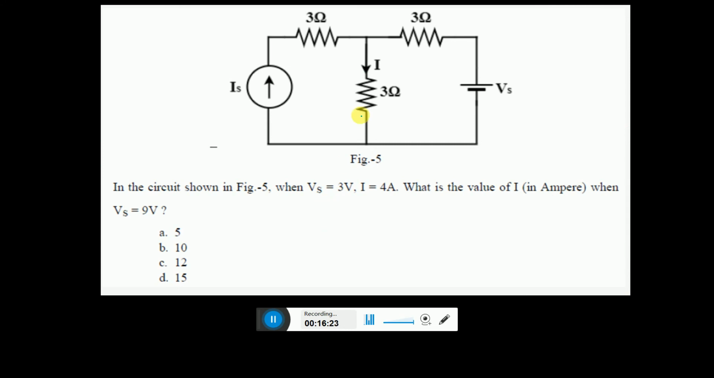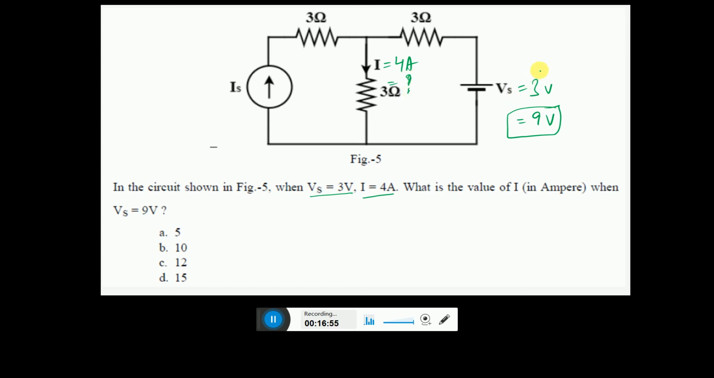Now we have another problem over here. What is asked is: Vs is 3 V and I is 4 amperes. So I is this one, I is here 4 ampere, and Vs is equal to 3 volts. And what is the value of I when Vs is 9 volts? So the question is, when it is 9 volt, what is the value of I? This is being asked to you.